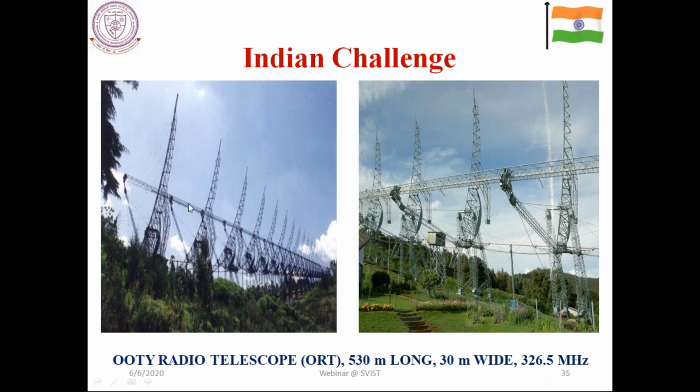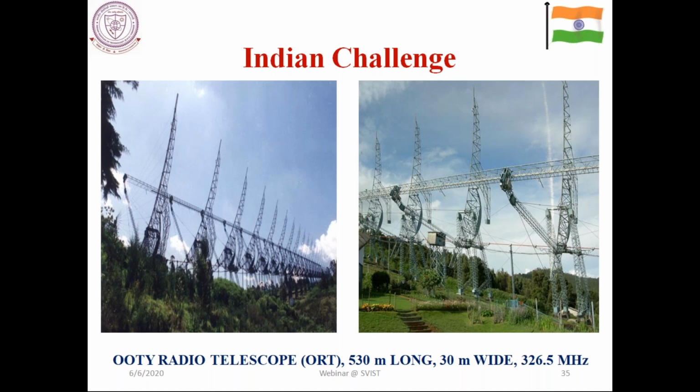What you have is arrangement around a single axis. You can think of it as making the baseline larger. This is the radio telescope built near Ooty. It is known as the Ooty Radio Telescope or ORT. It is 530 meters long, 30 meters wide, and operates at a frequency of 326.5 megahertz. So these are single dish radio telescopes.